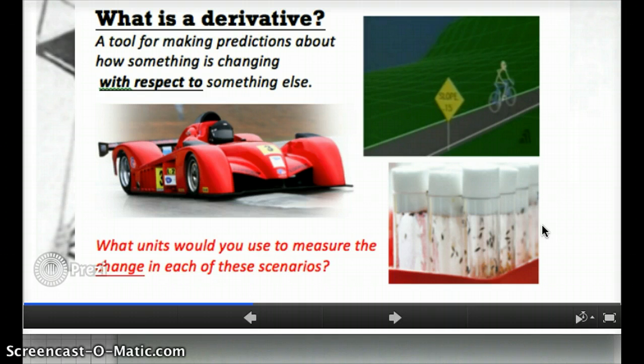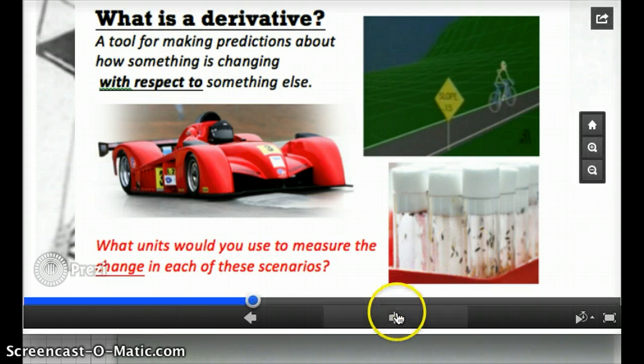Great, so hopefully you identified that with the race car we would be talking about how distance is changing with respect to time. With the fruit flies we were talking about how population is changing with respect to time. And with the biker last night, we were talking about how elevation was changing with respect to horizontal distance. And that actually revealed that we don't always use time as a unit when we're talking about change.